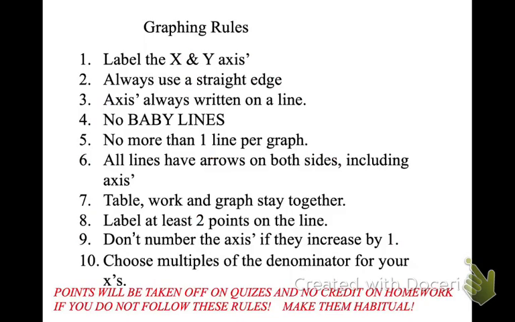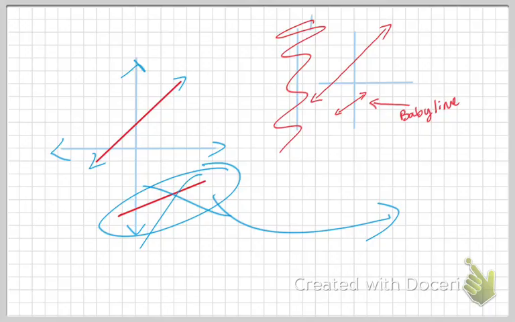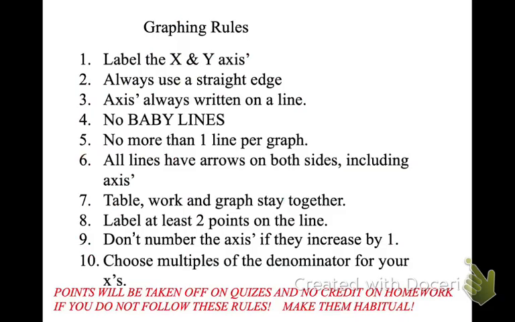Number six, all lines have arrows on both sides, including the axes. So you'll notice I just did that really quickly. I have an arrow here, and when you don't do it, I knock a point off for that. So you need to do it on your x-axis and on your y-axis and on the actual line, because what we're graphing goes on and on forever. And if you don't put those arrows, it doesn't mean forever, infinite, all points included.